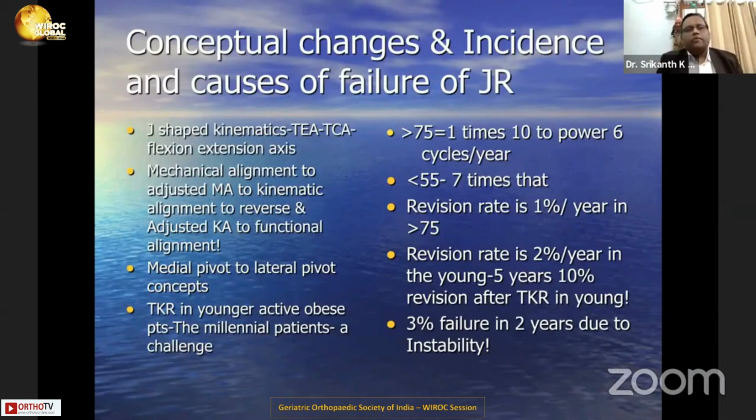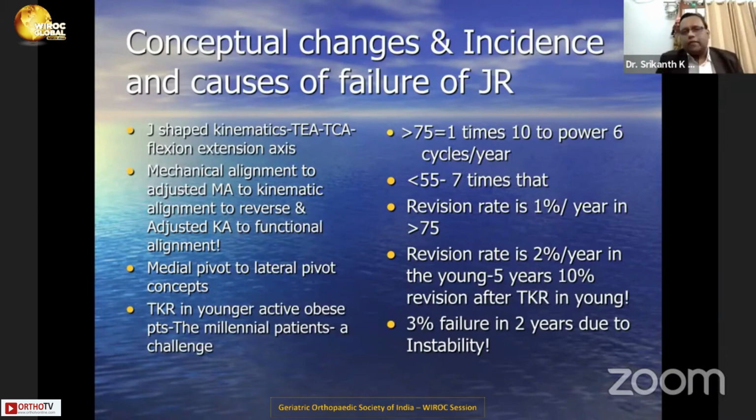We know that we have moved away from the J-shaped kinematics of the knee to the trans-epicondylar axis, and ECOF introduced this trans-cylindrical axis. We had a fantastic debate in the last Meet the Masters course about whether we should use mechanical alignment or adjusted mechanical alignment, or kinematic alignment or adjusted kinematic alignment, or a reverse kinematic alignment or a functional alignment, which is a new kid on the block. And we have medial pivot designs which pivot around the MCL, and lateral pivot designs. And TKR in a younger, active, obese patient, the so-called millennial patient, is a challenging operation.